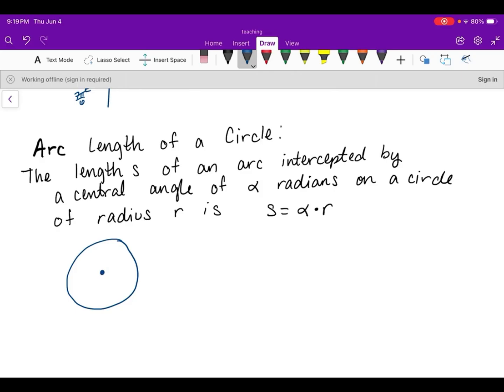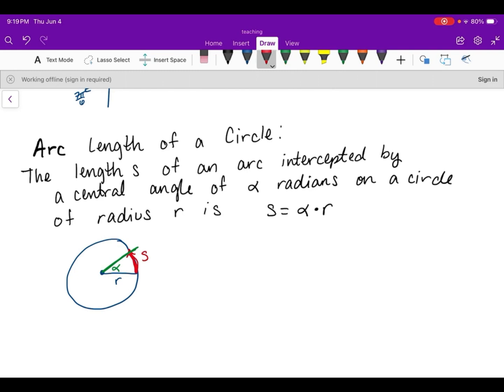Now what we're looking at is just a portion of our circle. So we're going to have our radius here, and then we'll have some kind of segment on the edge of our circle, and we're looking for its length. So we need to know how big the angle is that creates that arc. That's why we need our alpha, and then we need our radius as well.